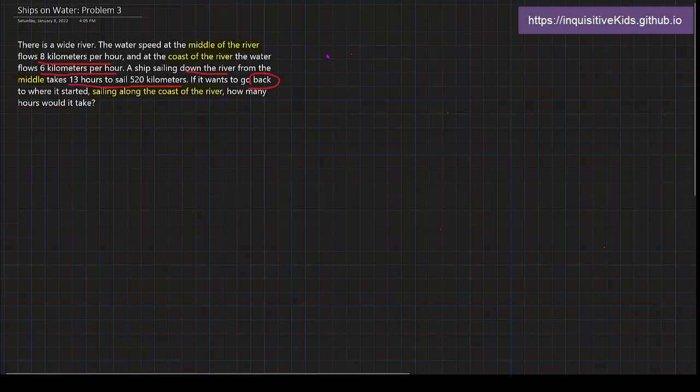So what are we trying to find? We are trying to find how many hours will it take, but right now there's many different values. There's like an equation to describe the middle of the river and another different one to describe the coast of the river. But in this whole thing, which element never changes? That's right, the velocity of the ship never changes.